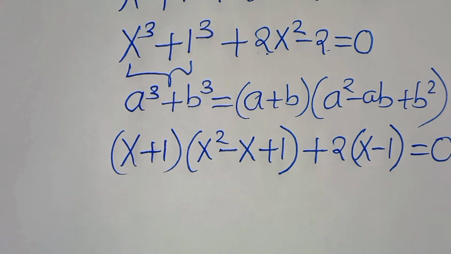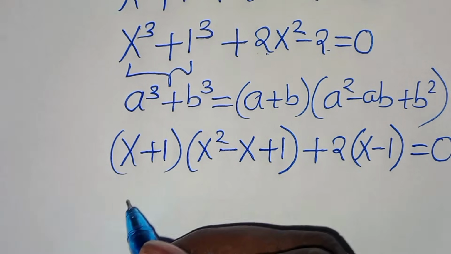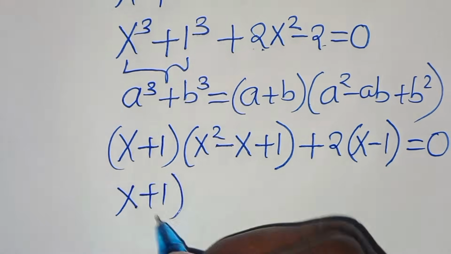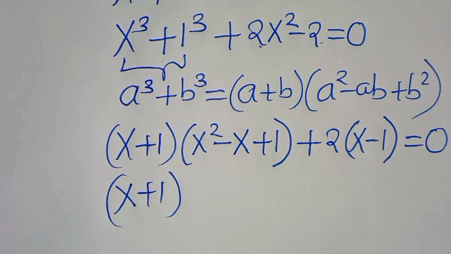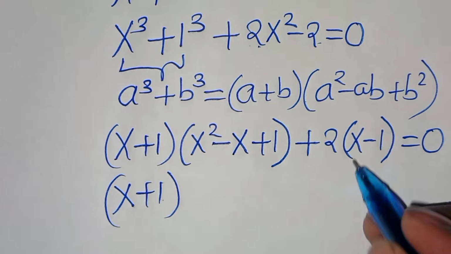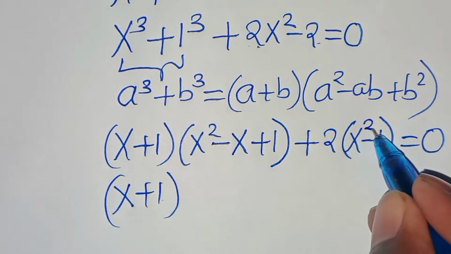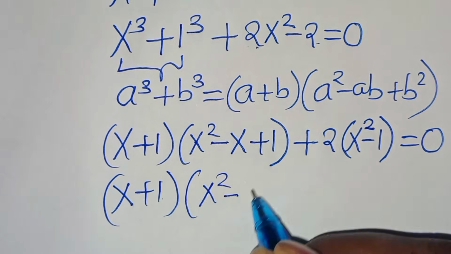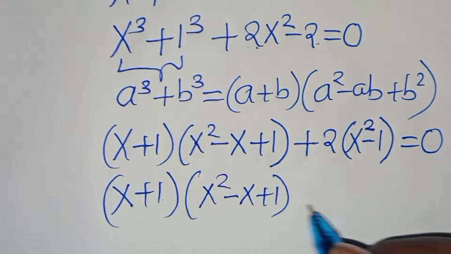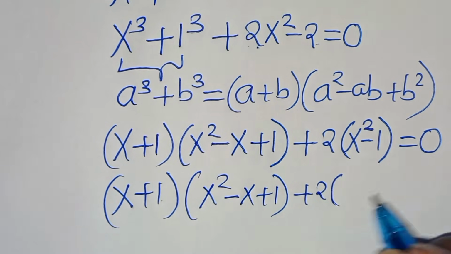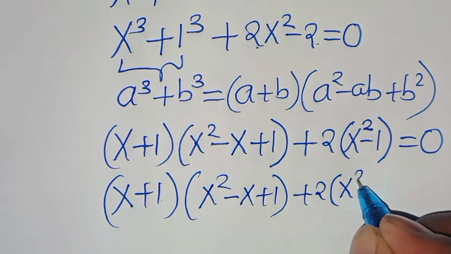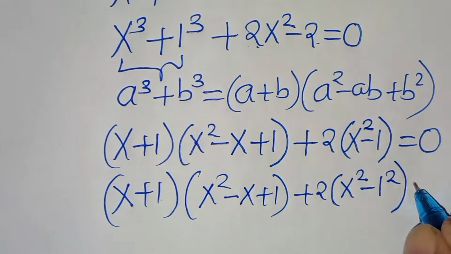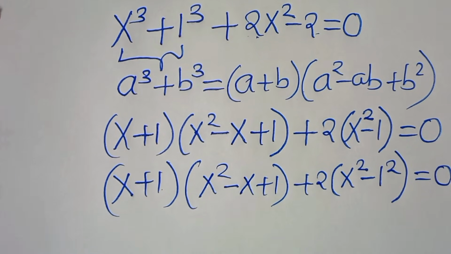Now here we have x plus 1, x squared minus x plus 1, then plus 2 into the parentheses, x squared minus 1 squared, close the parentheses. This is equal to 0.